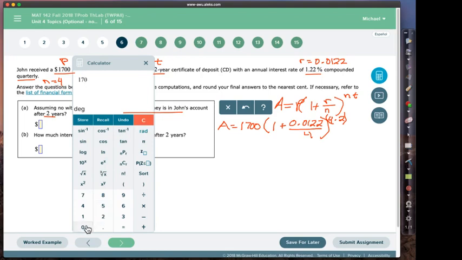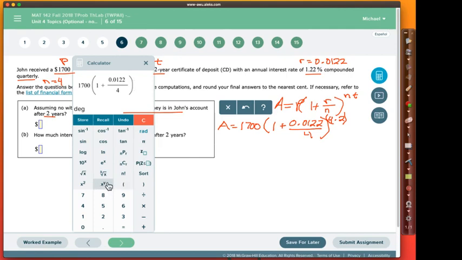1,700, parentheses, 1 plus 0.0122, divided by 4, and then take our mouse, click over here, and then put the parentheses. That's good. And then we're going to do an exponent.